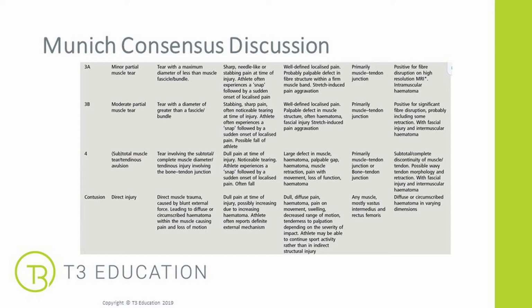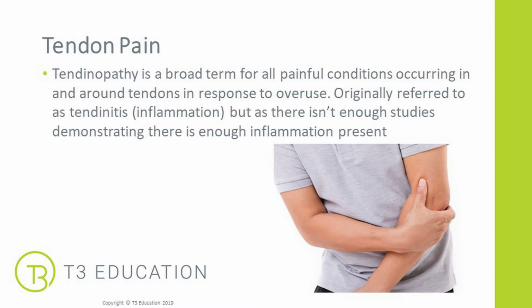There may be a change to the tendon itself, but there is no evidence of a tear, either with an MRI, or if it's a bigger tear, there's no palpable defect in the tissue. So this is the focus of this learning today. The word tendinopathy is a really broad term for all painful conditions occurring in or around the tendons. And that's about response to an overuse injury. Rather than a tear, it's an overuse condition.